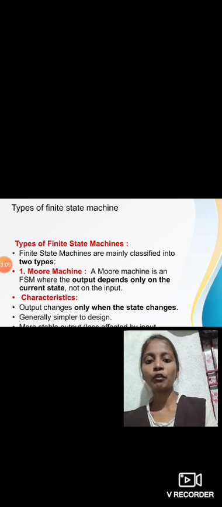Here are the types of finite state machine. Finite state machines are mainly classified into two types, that are Moore machine and Mealy machine. A Moore machine is an FSM where the output depends only on the current state, not on the input. Characteristics: output changes only when the state changes. Generally simpler to design.